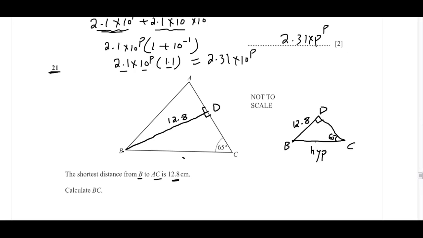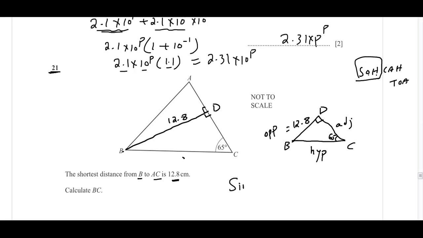Whenever you have a right angle triangle, you should immediately think about SOH CAH TOA, meaning hypotenuse, adjacent, opposite. This angle is 65, so it means this is opposite. And this one will be adjacent. So we have to find BC, meaning hypotenuse, when we have the opposite. So from SOH CAH TOA, which one can be used? This one, sine, opposite over hypotenuse.